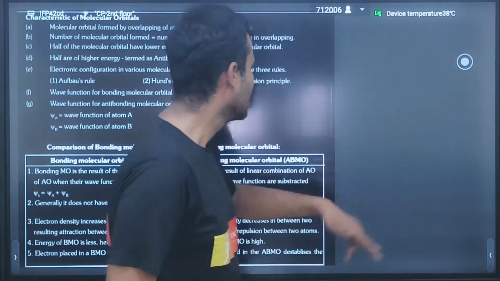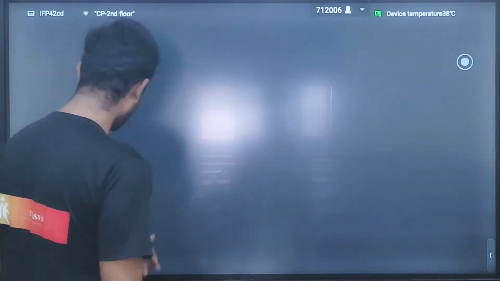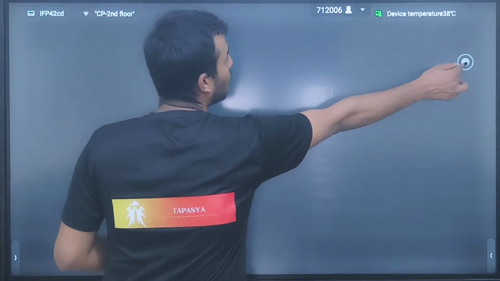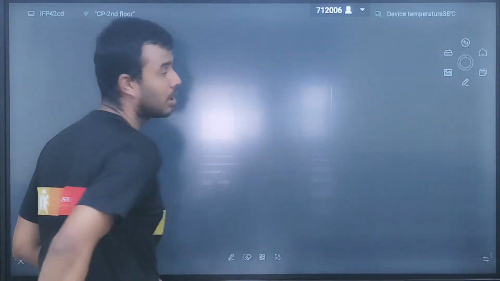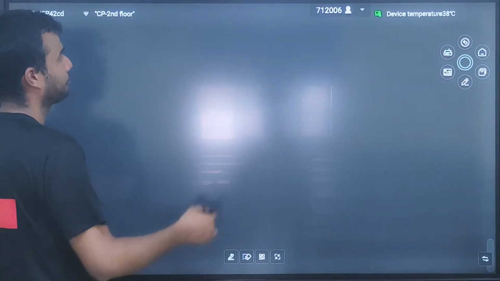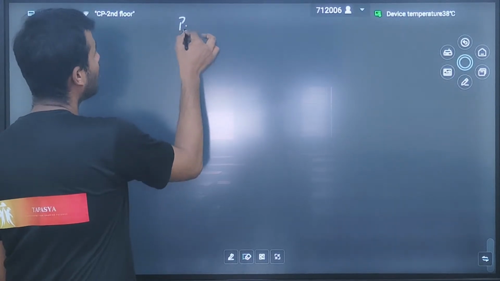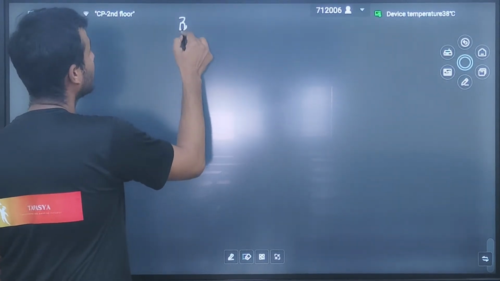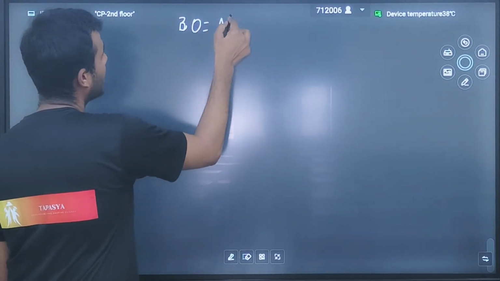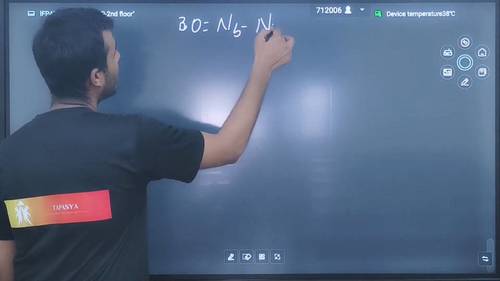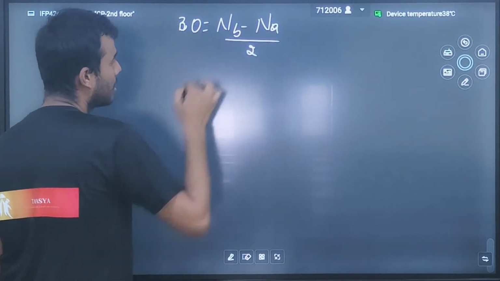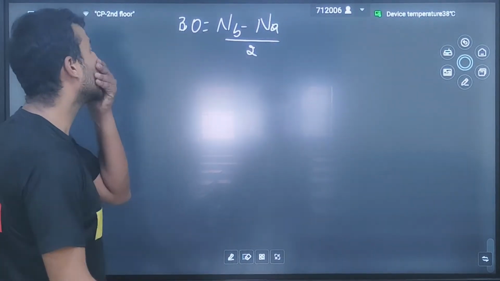Okay, my dear students, before that, I already gave you one thing. What is that? Bond order. How to calculate bond order? Bond order is calculated by Nb minus Na divided by 2. Nb minus Na divided by 2. Here is bond order, my dear students.